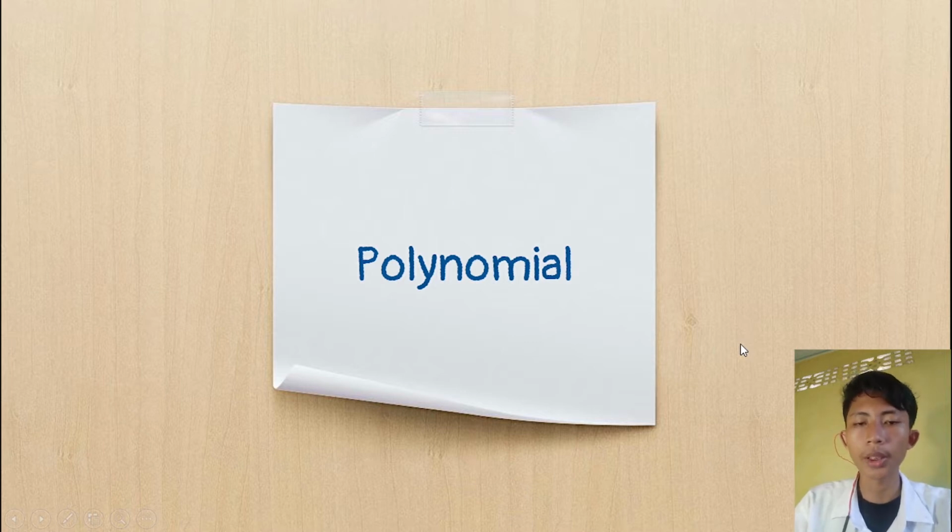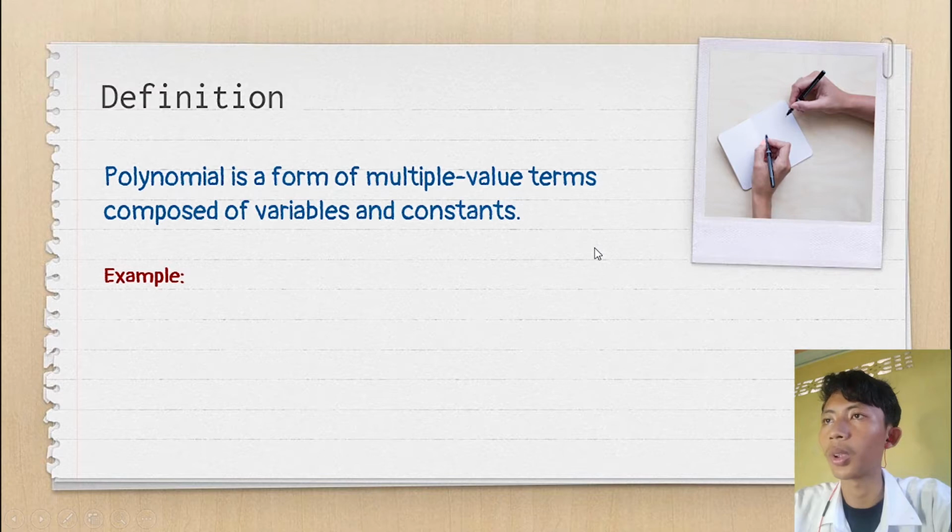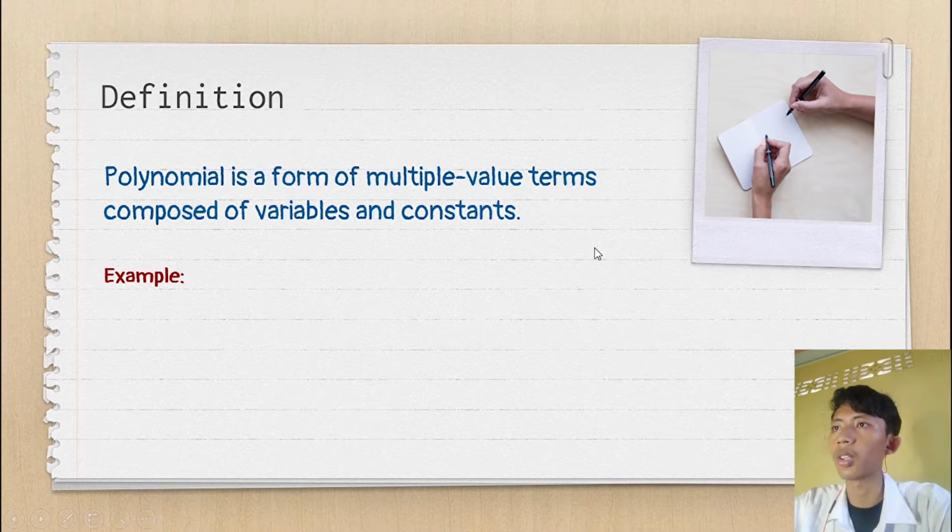I will explain about polynomials. Firstly, the definition of polynomials. A polynomial is a form of multiple-valued terms composed of variables and constants.